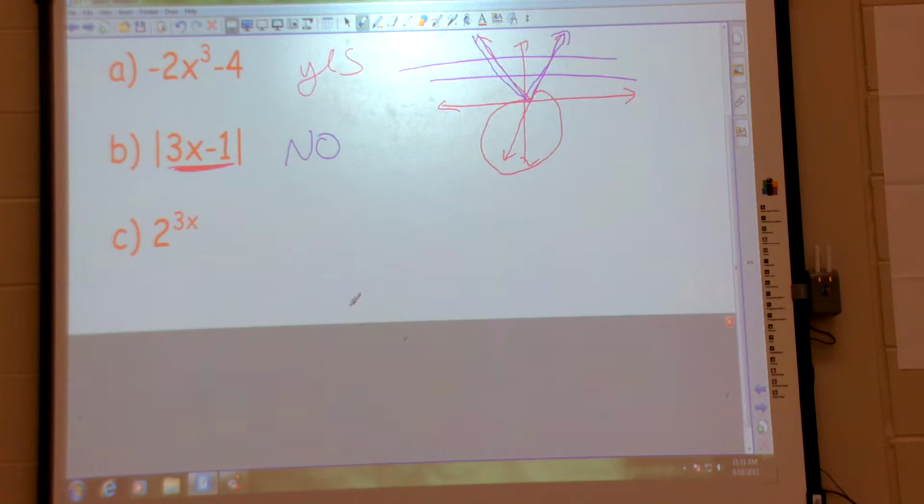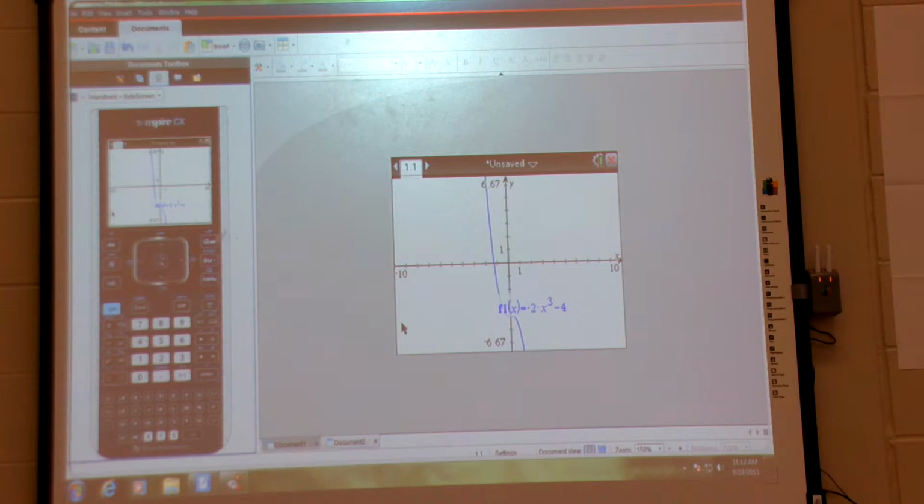Two to the 3x. Now you really shouldn't need a calculator on this one, but we'll graph it just to double check, because this is an exponential function. Much like e to the x, you should know what an exponential function looks like. Try to picture it in your head, but we'll graph it just to double check on this one, since you may not remember.